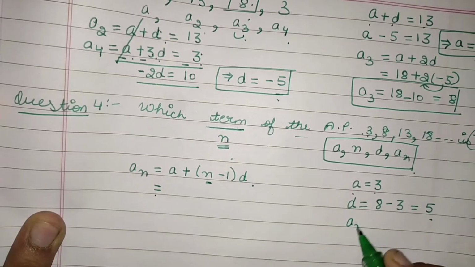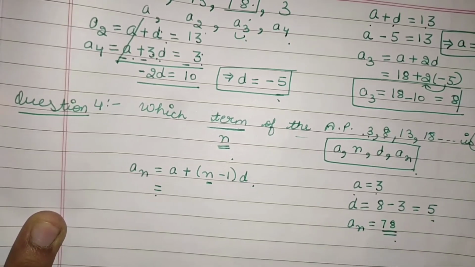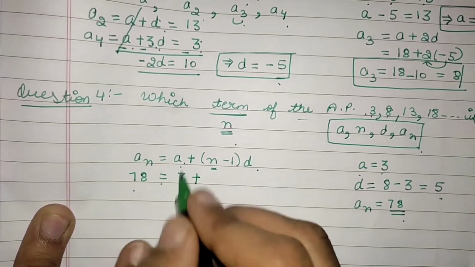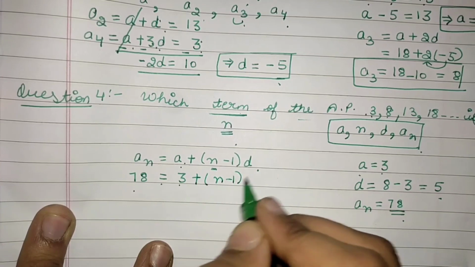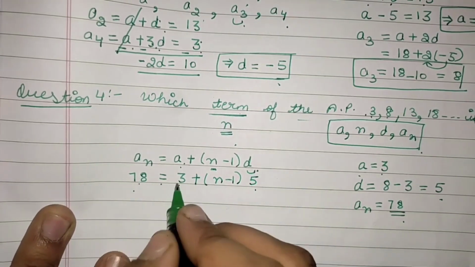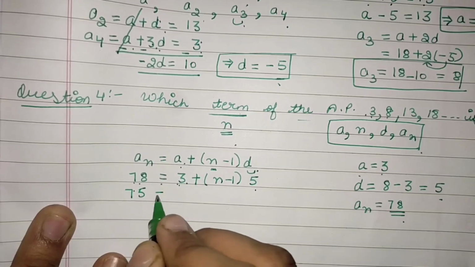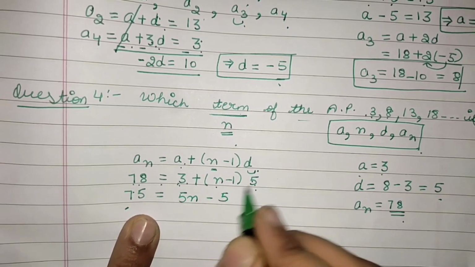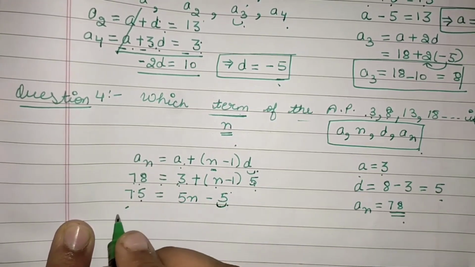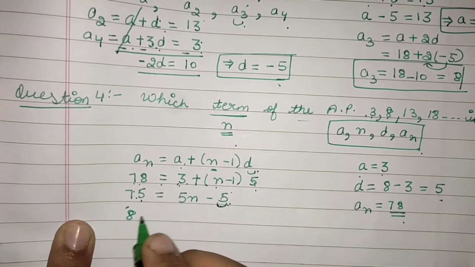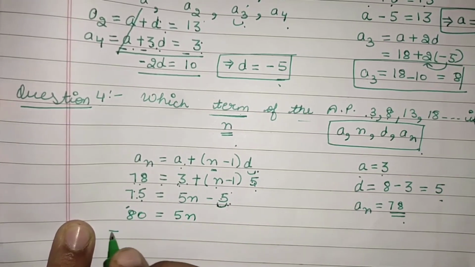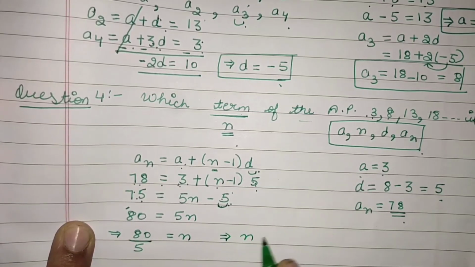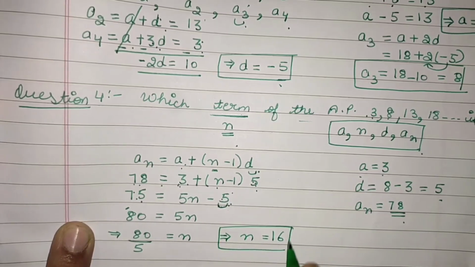And an means the value of the nth term is given to you. This is equal to 78. So 78 is equal to a, which is my 3, plus n I have to find out, and d is my 5. So 78 minus 3 will become equal to 75, equal to 5n minus 5. So this 5 is subtracted here. When it comes to this side, 75 plus 5 will become 80 is equal to 5n. Then 80 by 5 is equal to n. So my n will become equal to 16.